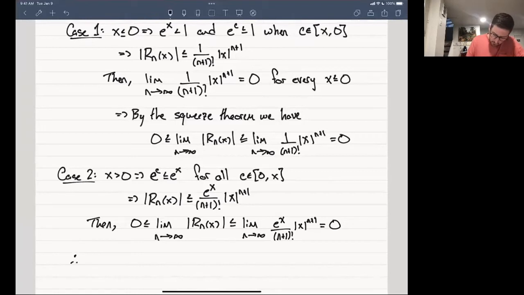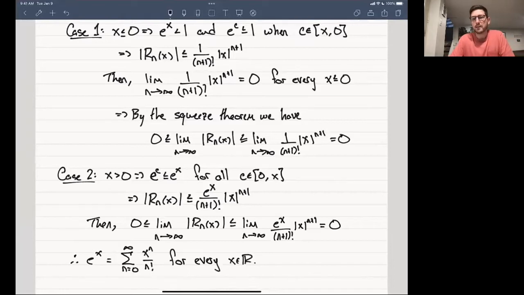And therefore, we have that e to the x is equal to the sum from n equal to 0 to infinity of x to the n over n factorial, for every x in R. That's how you use Taylor's theorem in order to prove that a series is convergent.